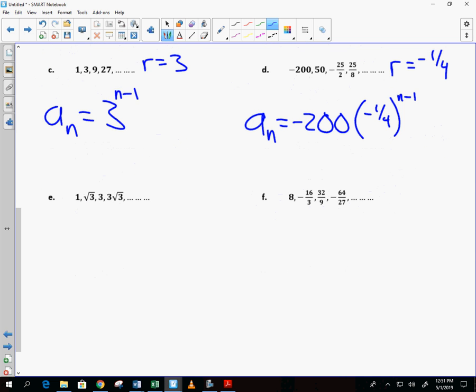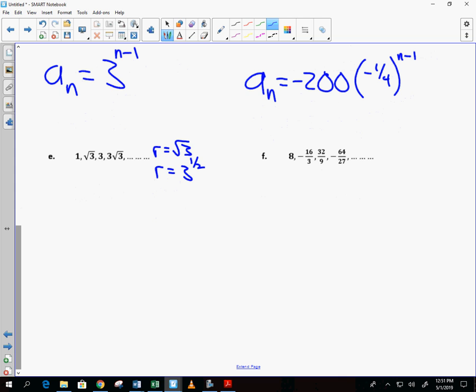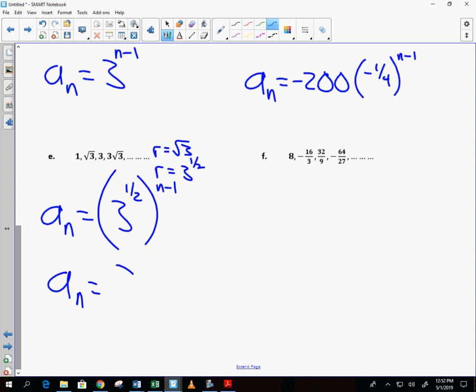Letter E, what is the ratio? Root of 3, or r is equal to 3 to the 1/2 power. So I have a sub n is equal to 1 times 3 to the 1/2 raised to the n minus 1. Hey, what do I do when I have a power to a power? I multiply. So a sub n is equal to 3 to the n minus 1 over 2.